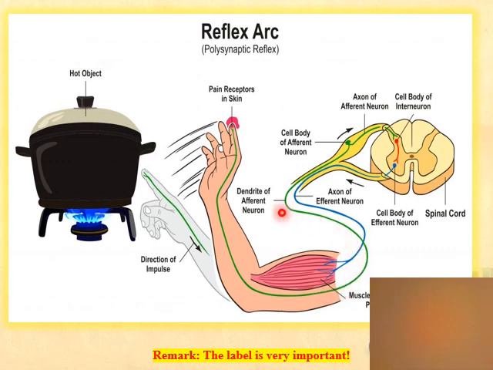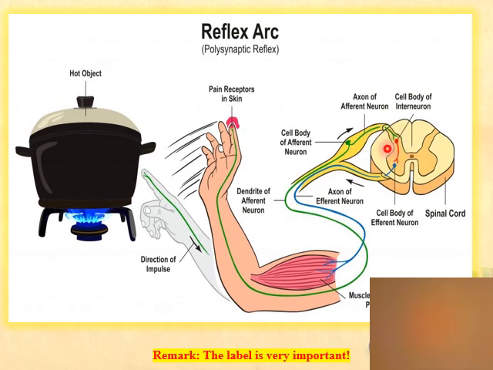This is the dendrite of the afferent. What do you mean by afferent? As I said before, afferent means sensory. Since this neuron is connected to the sensory receptors, we call it sensory neuron. So the dendrite of the afferent or sensory neuron is going to take this sensory message toward the cell body, which is inside the spinal ganglion, and then the axon is going to take it to the cell body of the interneuron, which is inside the spinal cord and mainly inside the gray matter.